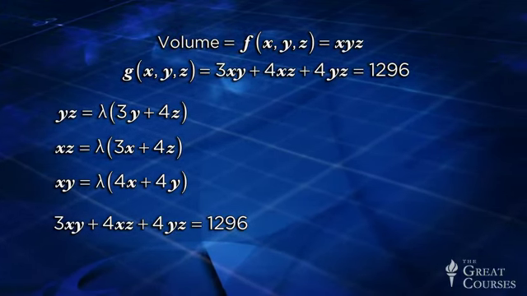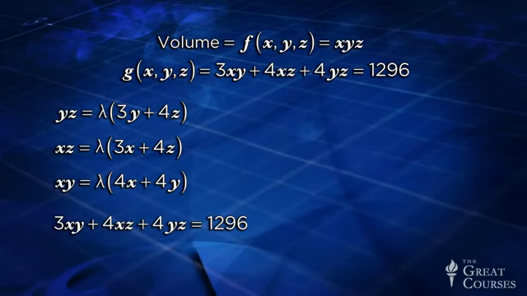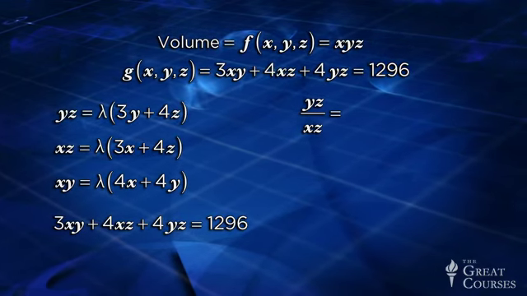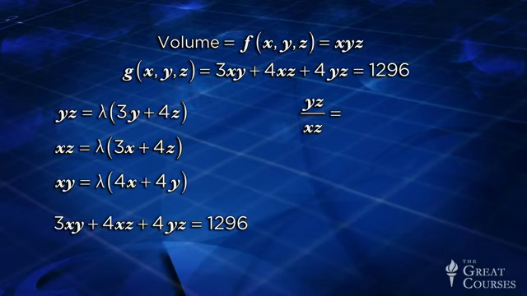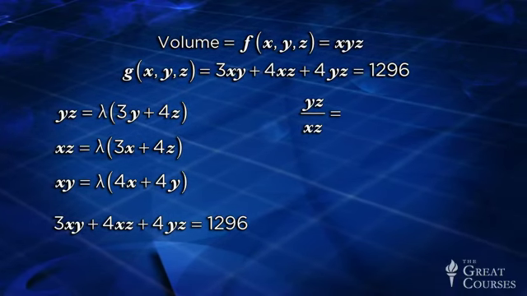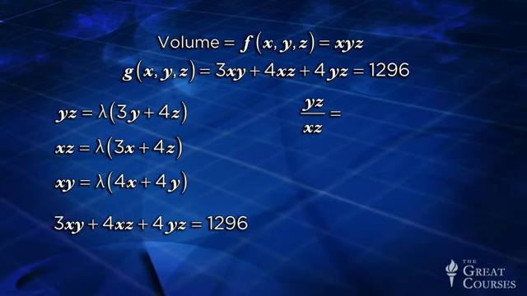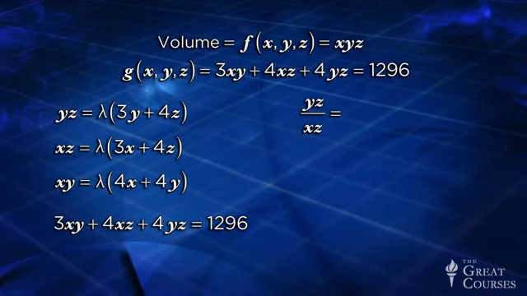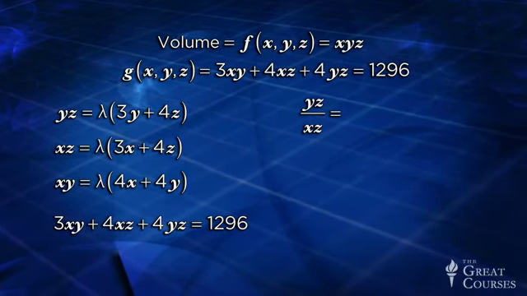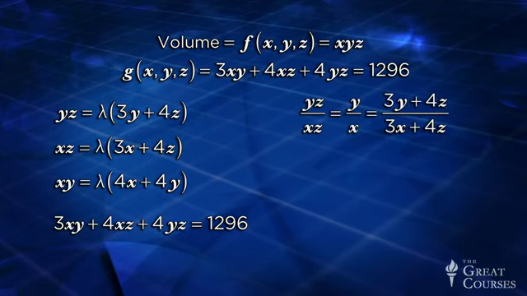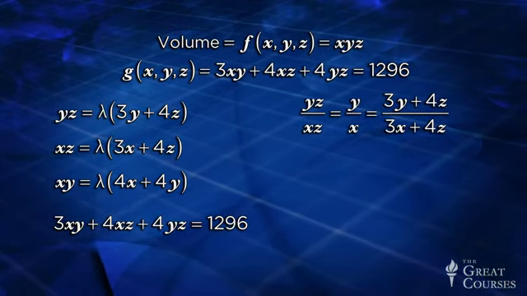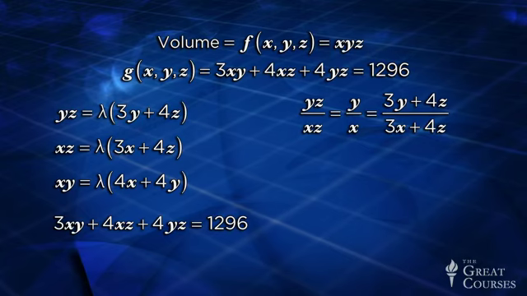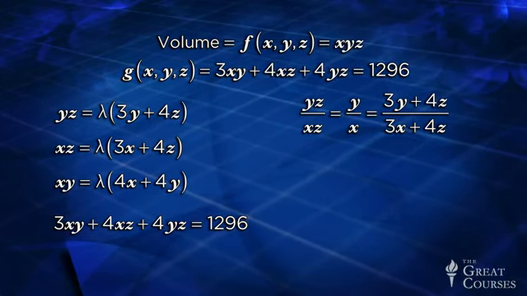Here's how I thought about it. See if you like this method. I tried dividing the first two equations. Divide equation 1 by equation 2. The first equation was yz equals lambda times (3y plus 4z). The second equation was xz equals lambda times (3x plus 4z). So let's divide them. On the left I have yz divided by xz. If I cancel the z's, I have y over x. And on the right, the lambdas cancel when I divide, and I have the numerator of 3y plus 4z and the denominator of 3x plus 4z.